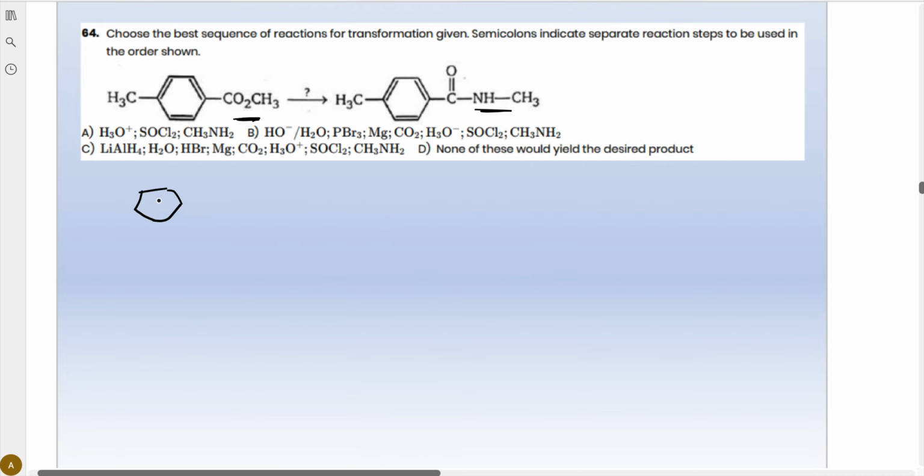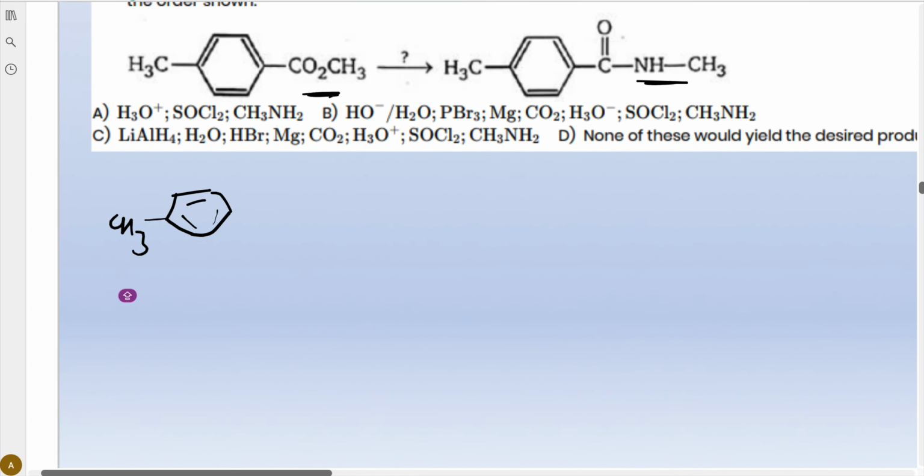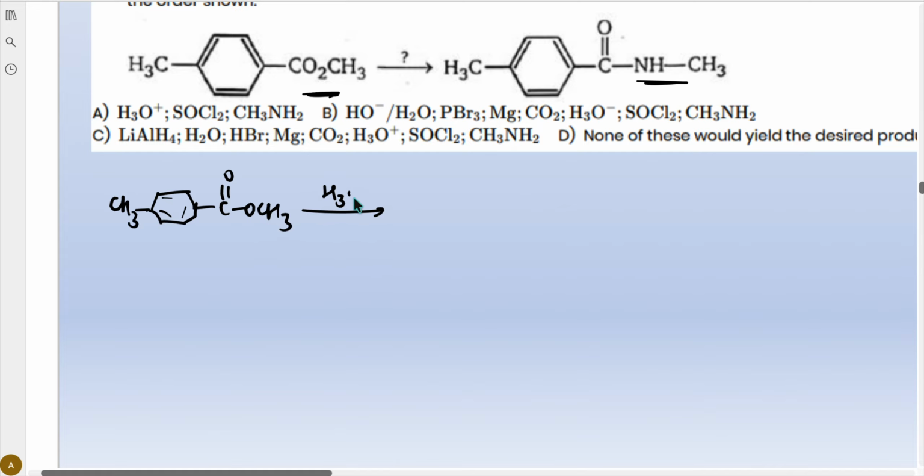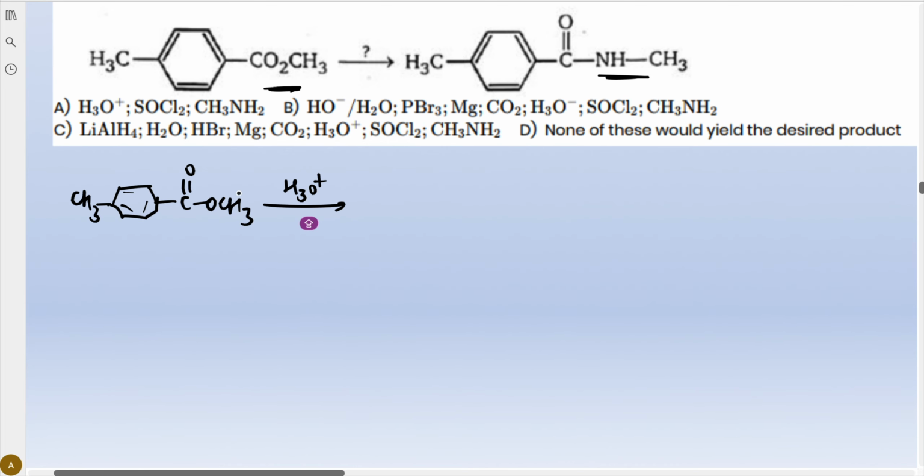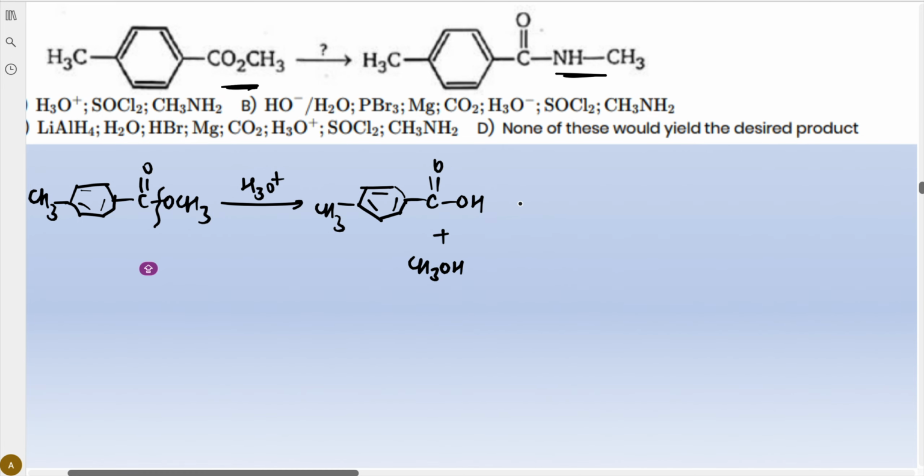So let's say we have a CH3 here. I will draw once again CH3. So first you do hydrolysis. Hydrolysis of ester will give you what? Carboxylic acid and alcohol. Saponification reaction. So here you will get one carboxylic acid, and this OH will break from here, and you will get your carboxylic acid and alcohol.